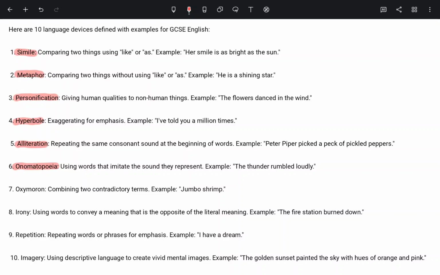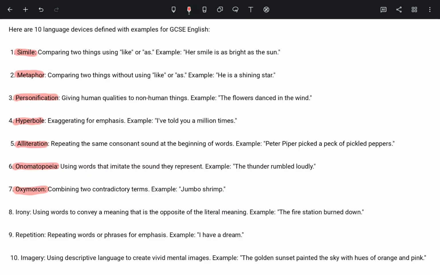Number seven, oxymoron. So what is an oxymoron? Combining two contradictory terms. So for example, jumbo shrimp. Jumbo, if you think about jumbo, it's large. Shrimp, you think small. So there's a contrast here. Two words placed together with contrasting meanings.